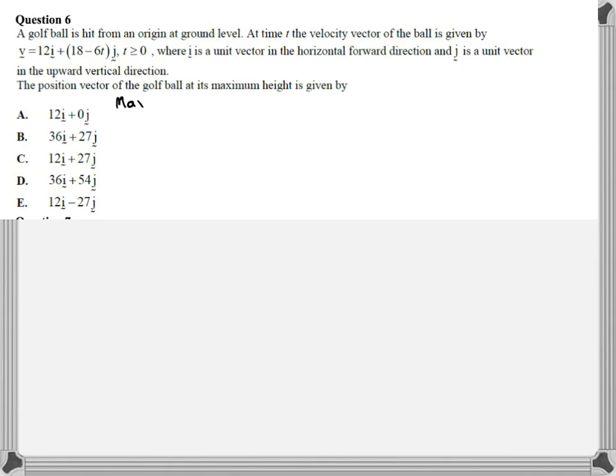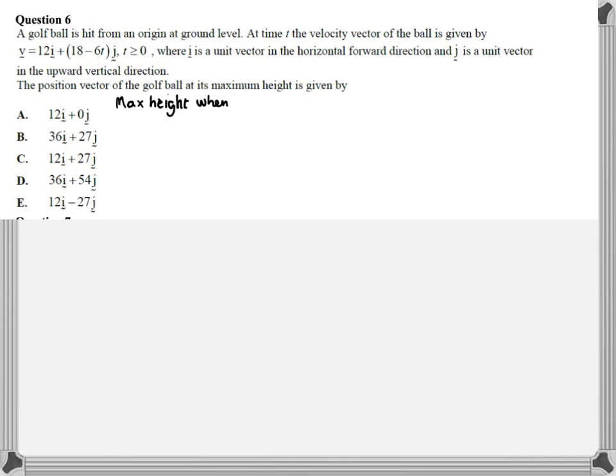Okay, let's continue. So, next question. First off, we have our golf ball is hit from an origin at ground level. At time t, the velocity vector of the ball is given by this velocity vector, where I is a unit vector in the horizontal forward direction, so that's going from left to right horizontally, and j is a unit vector in the upward vertical direction. So j is looking at the motion of the ball off the ground, going up into the air. So the position vector of the golf ball at its maximum height is given by what?